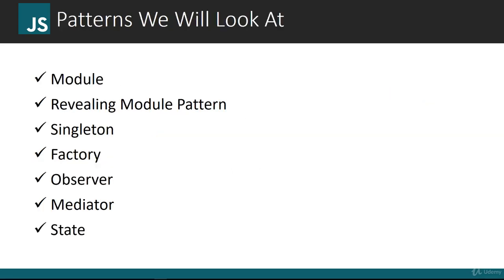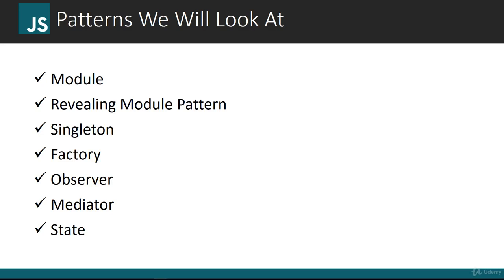All right, so what we're going to look at is the module pattern and the revealing module pattern, which, like I said, are used for overall structure. It allows us to break our code up into modules where we can have private functions and variables and public functions and variables. Singleton, which is kind of a variation of the module pattern where we can only create one instance of an object. The factory pattern, which is used to create many objects.